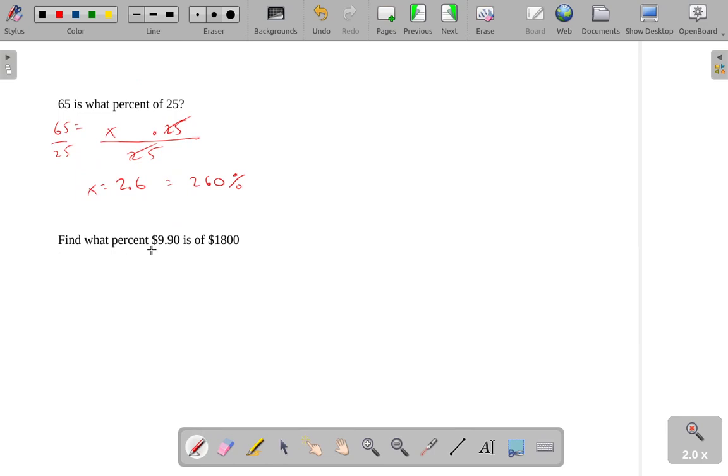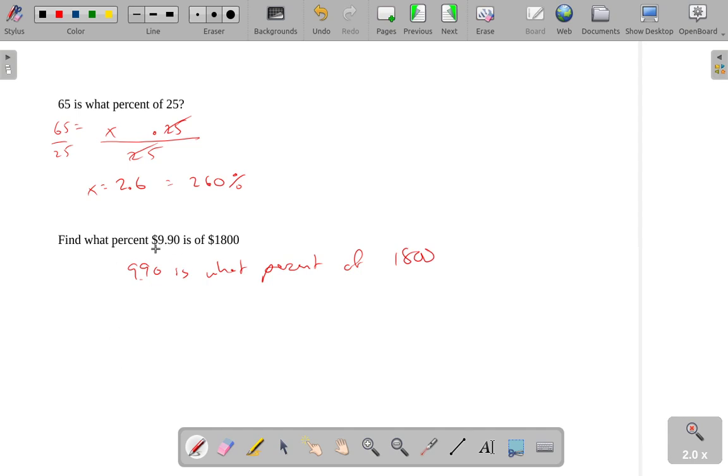Find what percent $9.90 is, well, okay, find what percent blah is of blah. Don't get too caught up when you're reading through these. Don't get too caught up on actually reading the number. In my opinion, they're just numbers. You can always go back and read them later. Focus more on what the sentence is saying. So find what percent, now this is an is-of percent question, isn't it? Well, I'm going to take this $9.90 is what percent of 1800.